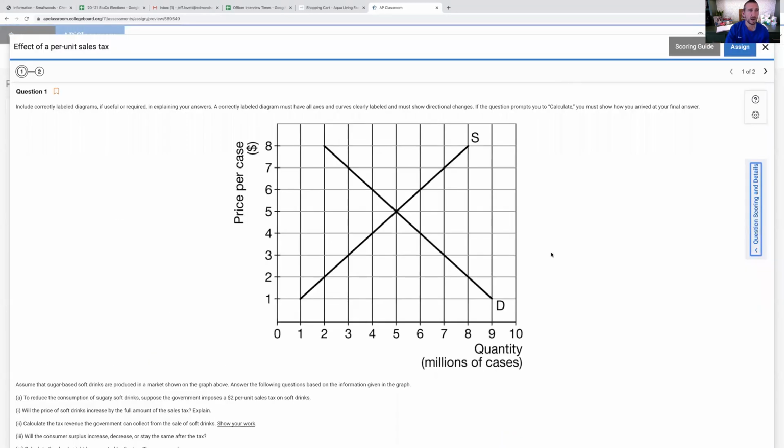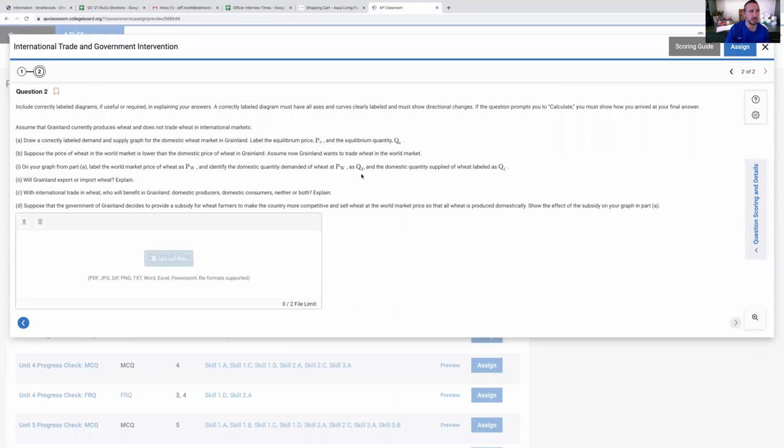Okay. All right. Next free response question. This says include correct diagrams. So it says Grainland currently produces wheat. What a good thing for Grainland to produce. Maybe that's why they named the country Grainland. Interesting. And they don't trade wheat in international markets.